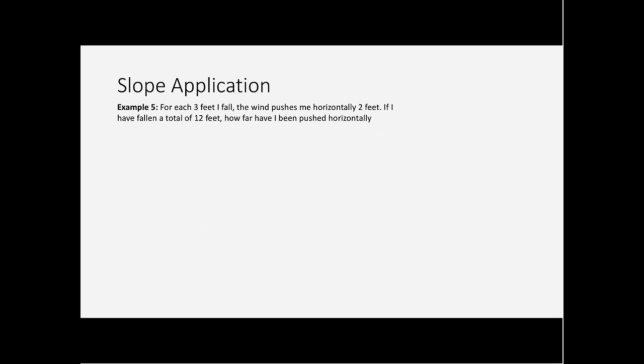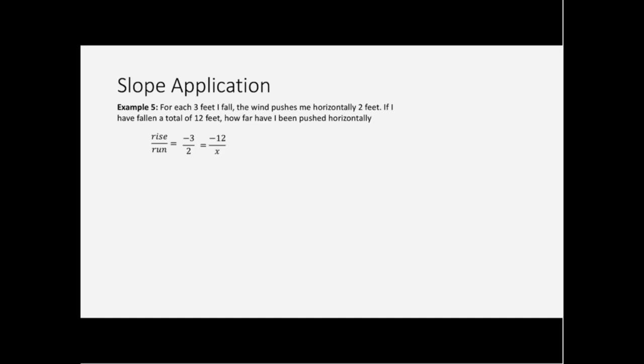So let's get into actually applying this concept of slope to a real life problem. Example 5 states, for each 3 feet I fall, the wind pushes me horizontally 2 feet. If I have fallen a total of 12 feet, how far have I been pushed horizontally? Well, we mentioned that a way to remember slope is rise over run. So in this case, for every 3 feet I fall, the wind pushes me horizontally 2 feet. So my rise is -3, my run is 2.